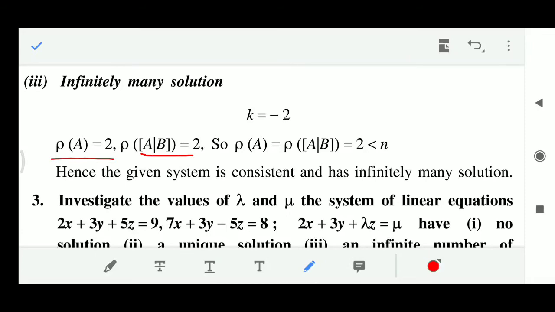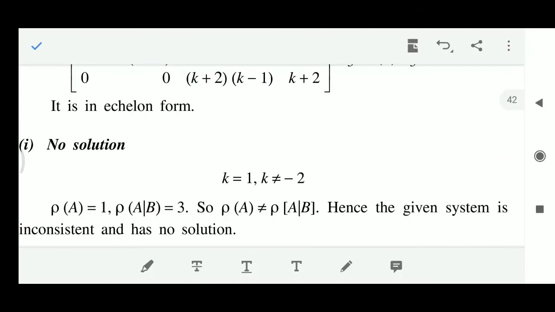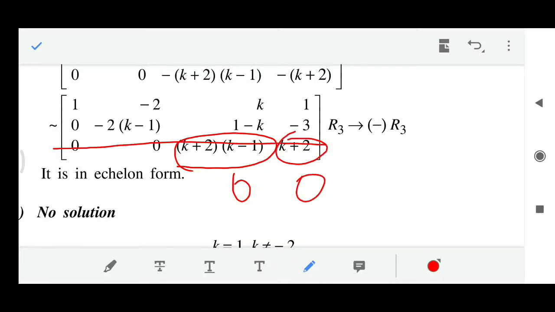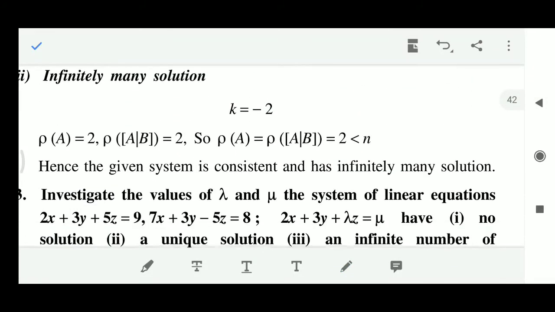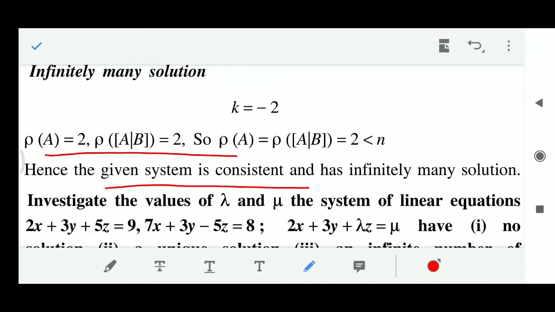The third one is infinitely many solutions. For that, if you substitute the value of k as minus 2, you will get the rank of A and the rank of A slash B as 2. So both are equal, and this is less than the number of unknowns. So the system is consistent and has infinitely many solutions. Next we move on to the third sum.